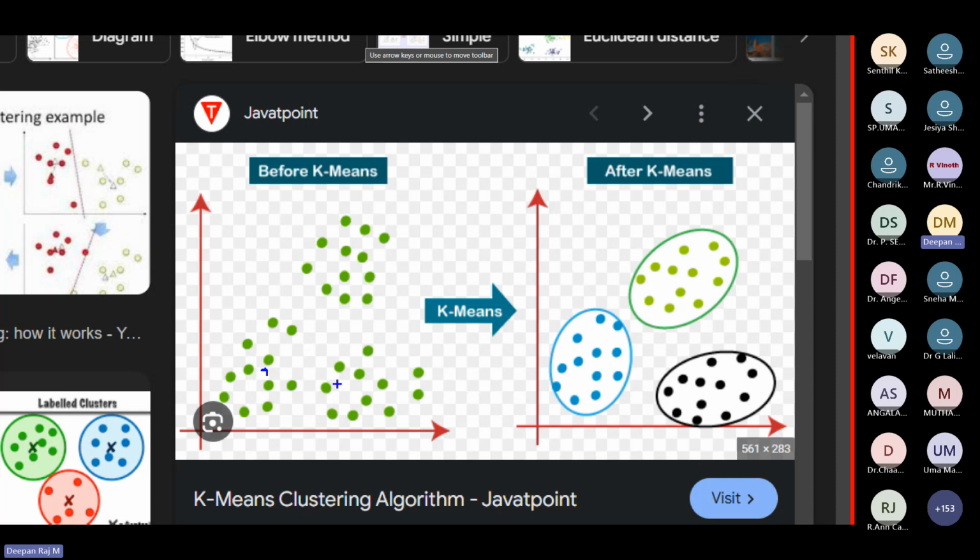Basically, it's a clustering method where we don't have a label for the data, and with that information in hand, we just try to cluster and group this information. So this is called k-means clustering. Hope this is clear. Any doubts or questions?